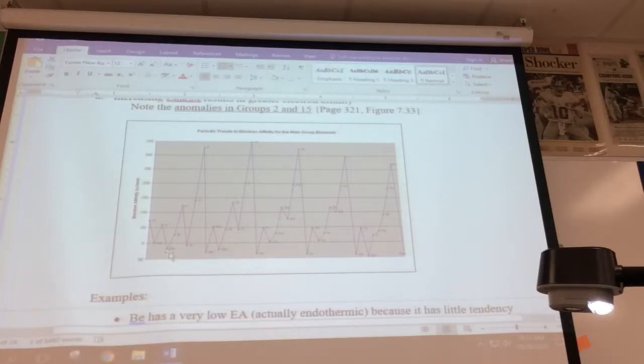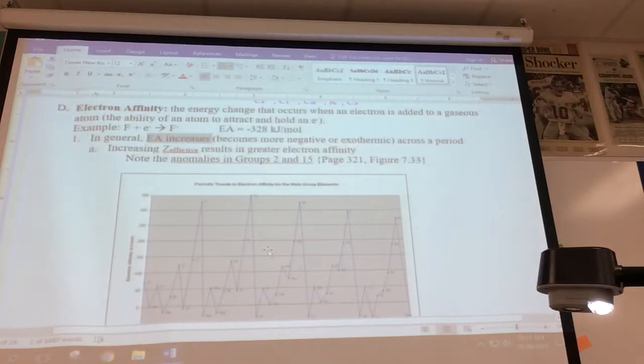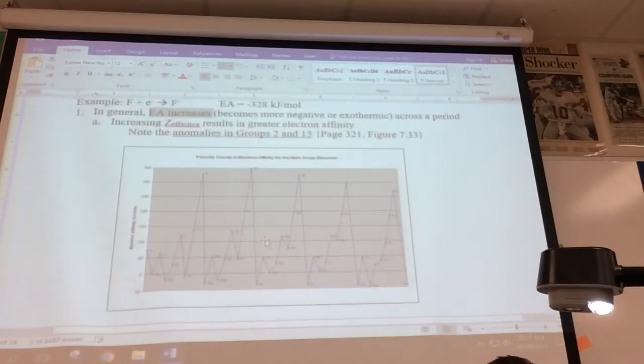In what group is beryllium? 2. In what group is nitrogen? 15. In what group is magnesium? Phosphorus? 15. Calcium? 2. Arsenic? 15. So there's something about groups 2 and 15 that sometimes put it into the endothermic range. And that's what we want to look at. We want to look at the anomalies.